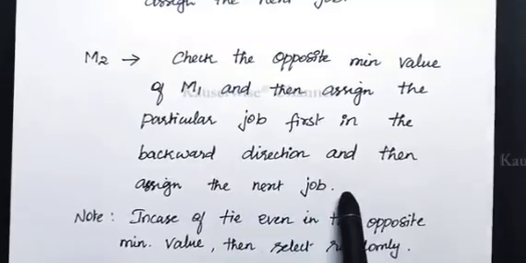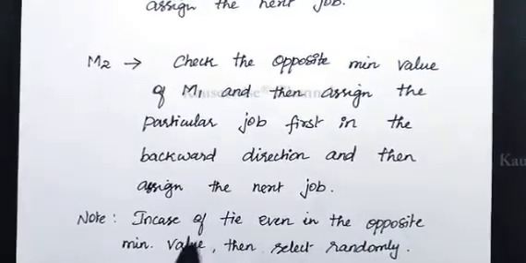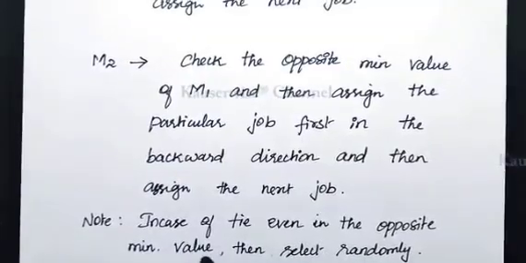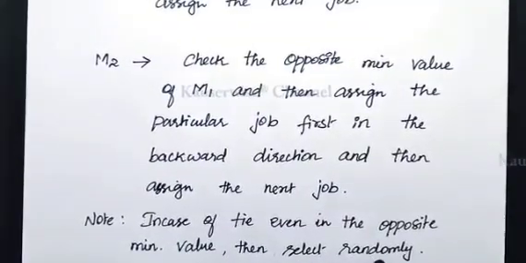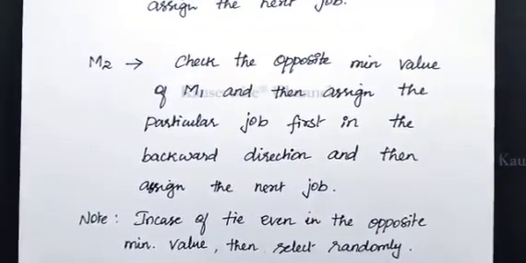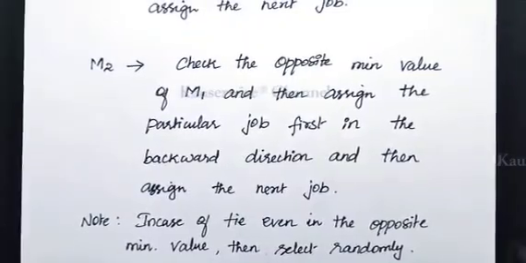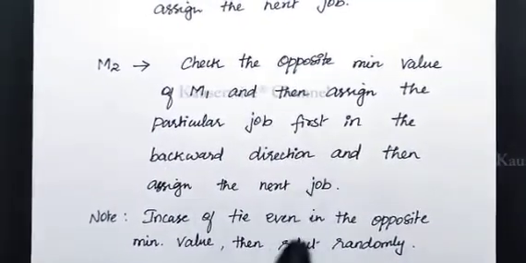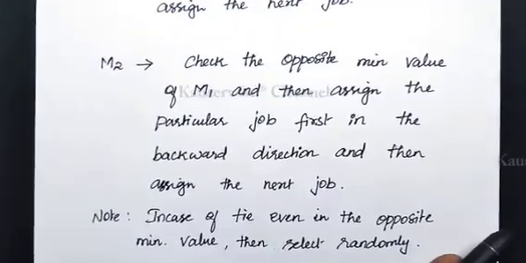assign the next job. Okay, see, important note, in case of tie, even in the opposite minimum value, then select randomly. That is, we need to select the job randomly and assign them in the backward direction for mission B. Okay, now look at the problem.